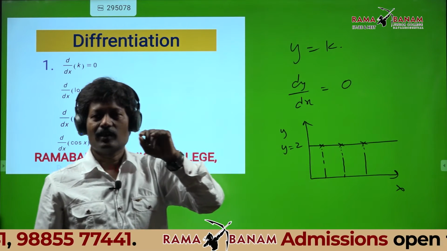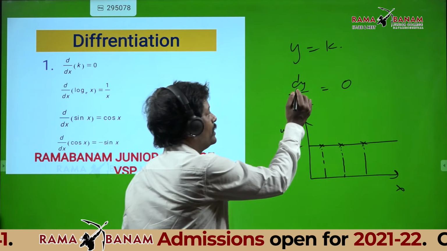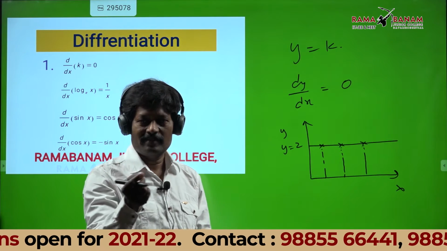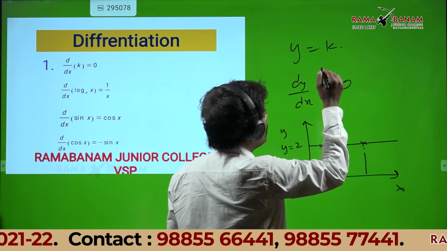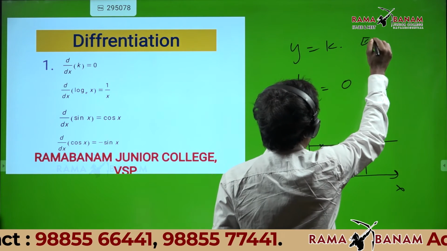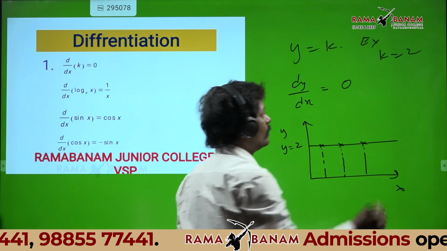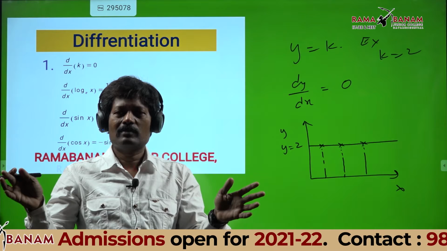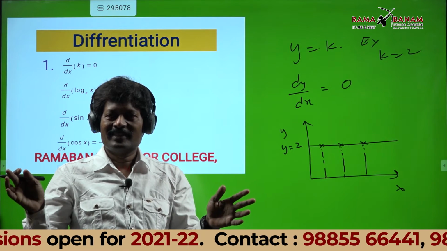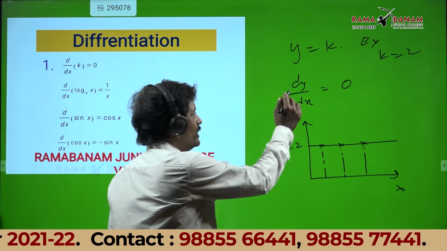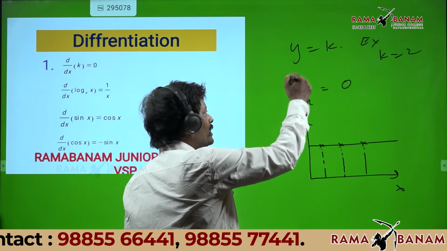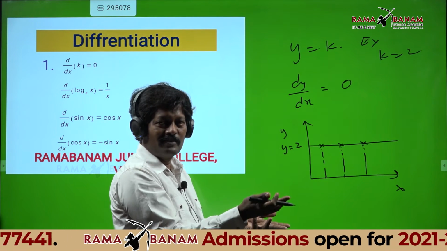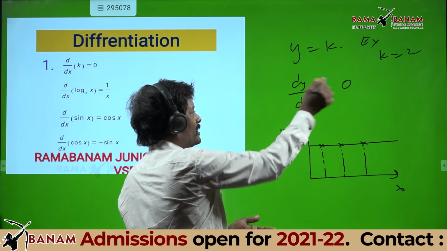That means constant. Dy means change in y, and dx means change in x. When y is a constant, say y is 2, example k equal to 2, how can you say change in 2? 2 is 2, it cannot change. So change in 2 does not exist. So dy means change in y, and change in y is not there. Y is 2, y is a constant. Dy is 0, so dy by dx is 0.